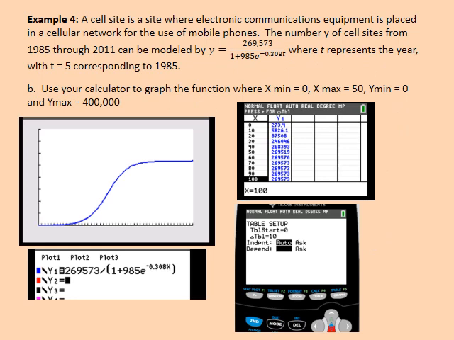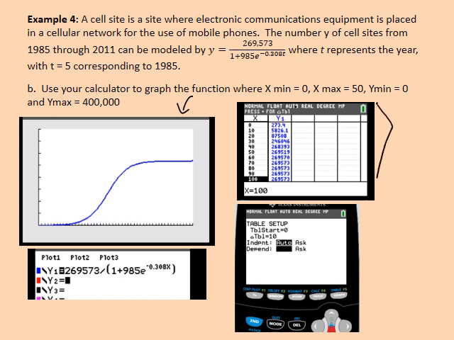For this question, it asks you to use your calculator to graph the function where x min is 0, x max is 50, y min is 0, and y max is 400,000. I use my calculator using those windows, and this is the graph. You can sketch the graph in the graph provided. Now, if you want to plot specific points, I have attached the table.